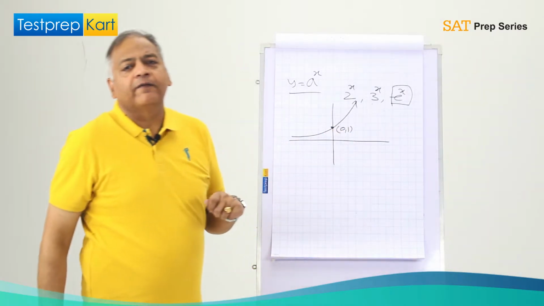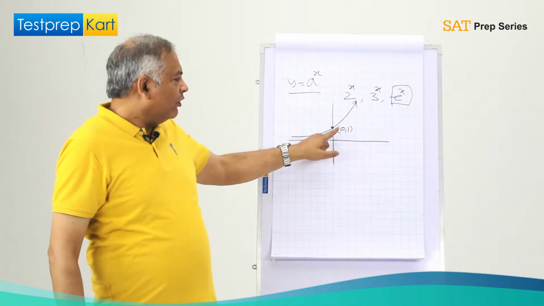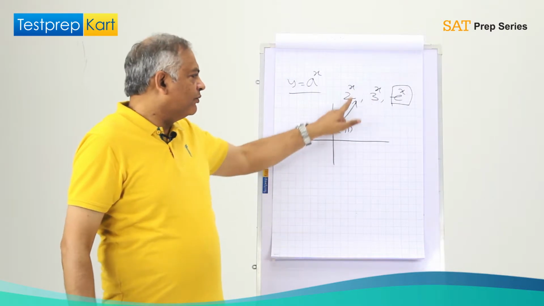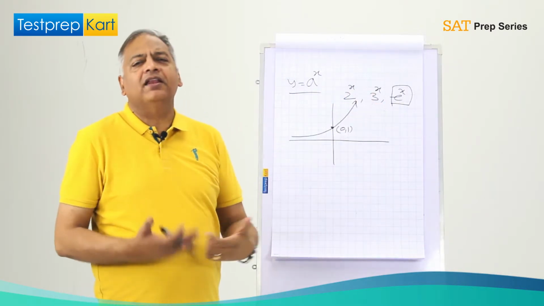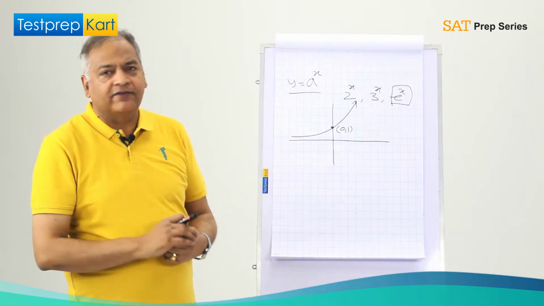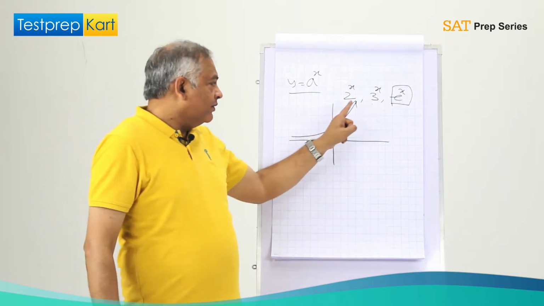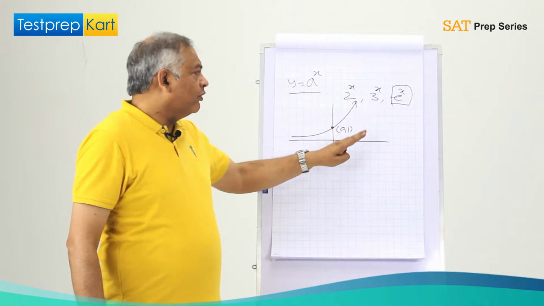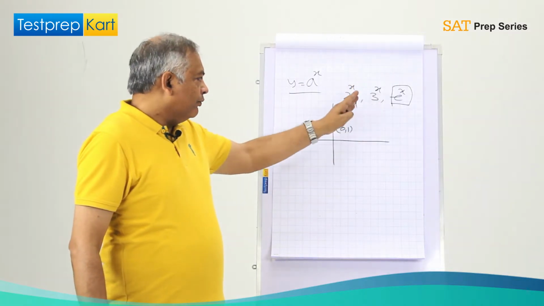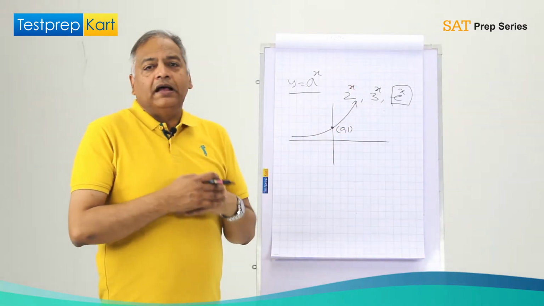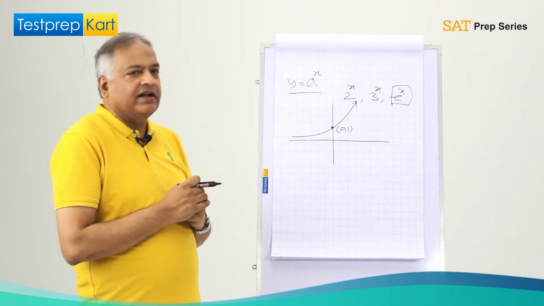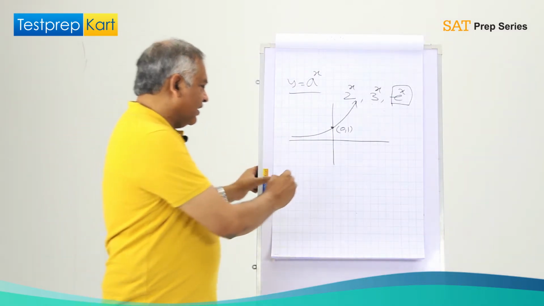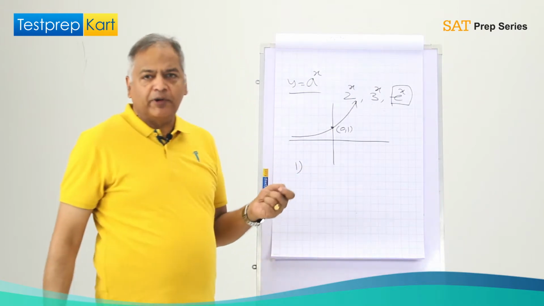As a matter of fact, this point 0, 1 will always be satisfying, whether it's a 2 to the power x, 3 to the power x, e to the power x, or for that matter, any constant to the power x. Now, what will be the various algebraic calculation as far as exponential functions are concerned? So, let's take one by one all those properties.